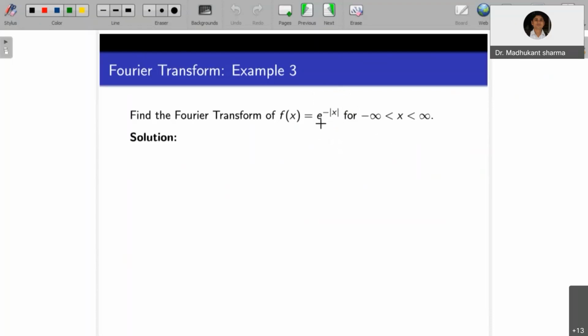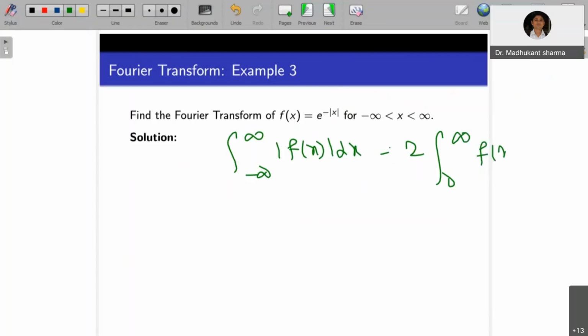Because this is an even function, integration minus infinity to infinity mod f of x dx is equal to 2 times integration 0 to infinity f of x dx. Mod f of x also you can put, but whether you put it or not doesn't matter, because e to the power anything is always a non-negative number. So this mod doesn't require, and you can verify that this integral converges, meaning it has a finite value. Now, what else do you require? Continuity. So continuity is there, so the Fourier transform will exist.